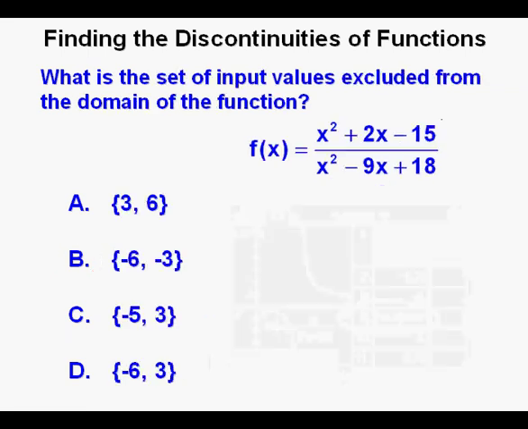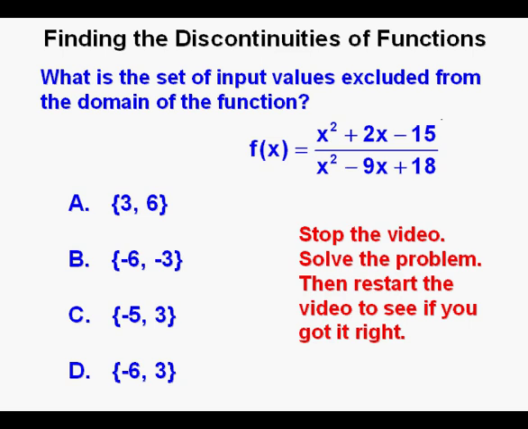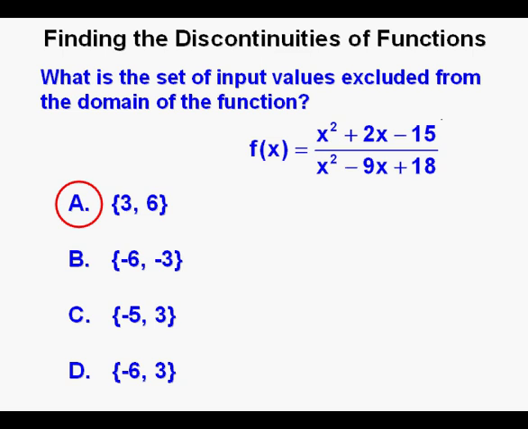Here's our last problem. What is the set of input values excluded from the domain of this function? The function is x squared plus 2x minus 15 over x squared minus 9x plus 18. One trinomial divided by another trinomial. Stop the video and solve the problem, then restart it to see if you got it right. The correct answer is A, 3 and 6.